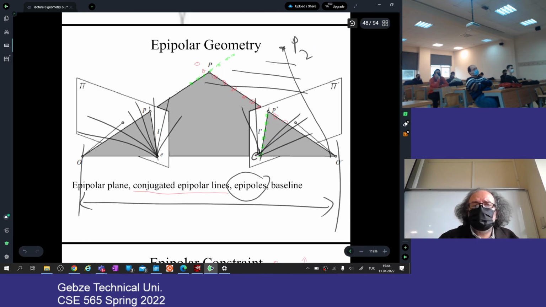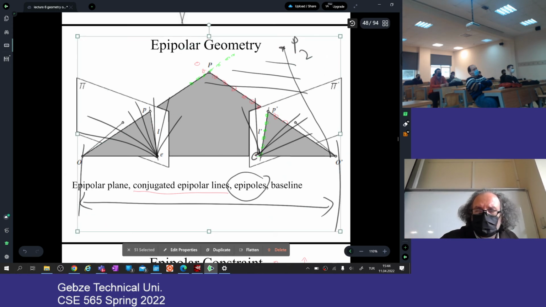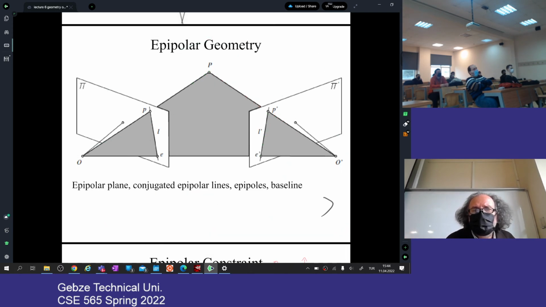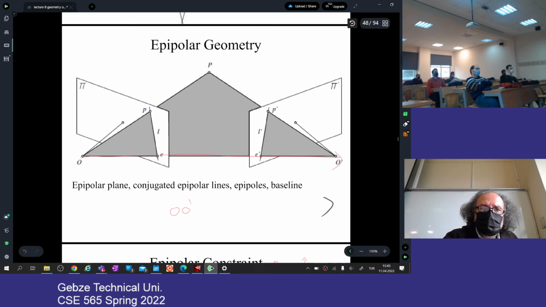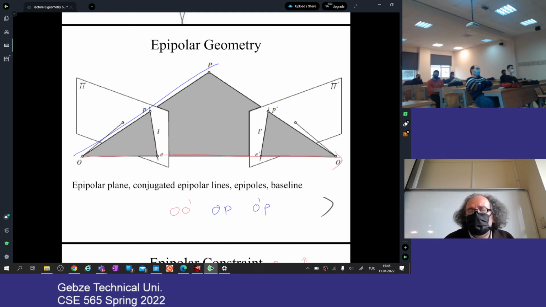I am going to take these three vectors: the O prime vector, that's one vector. The second vector will be the OP vector, and the third one will be the O prime P vector. So these three vectors are on the same plane.